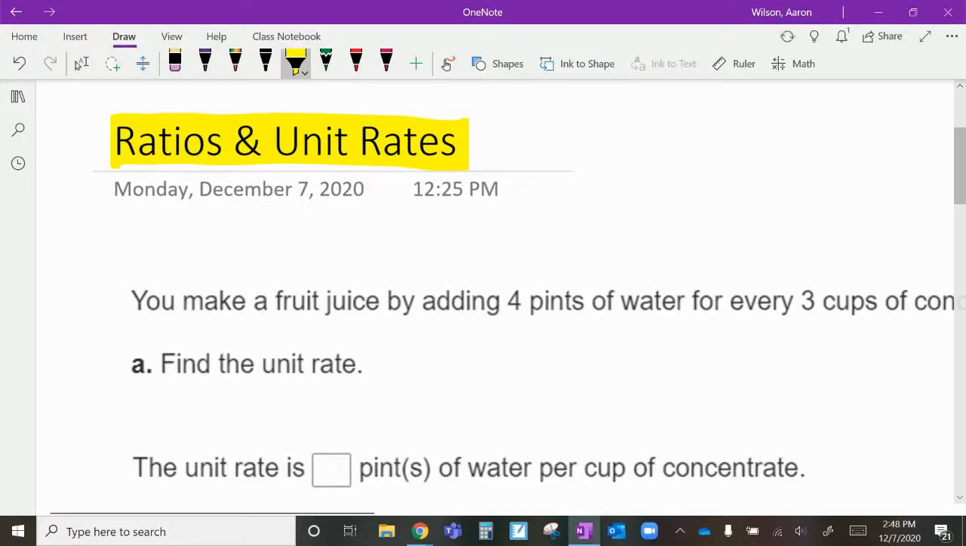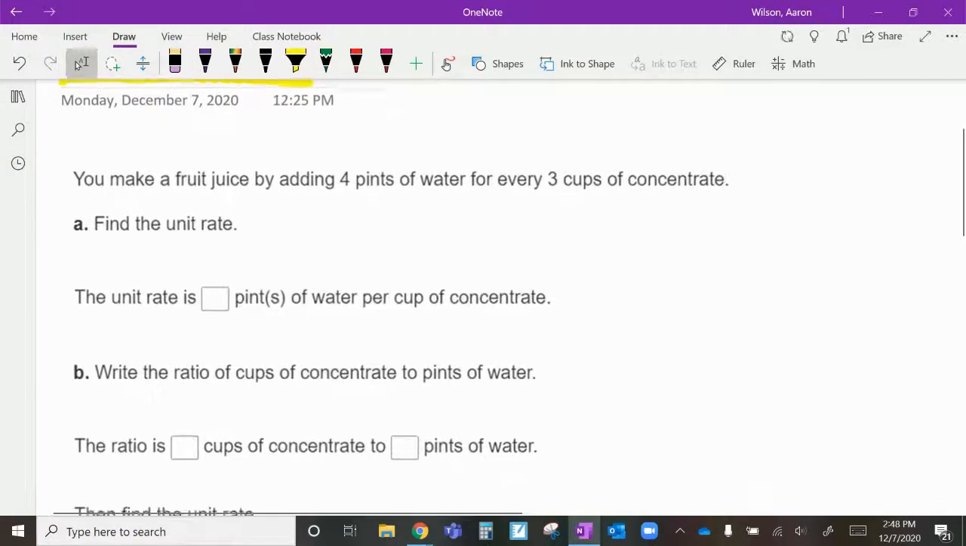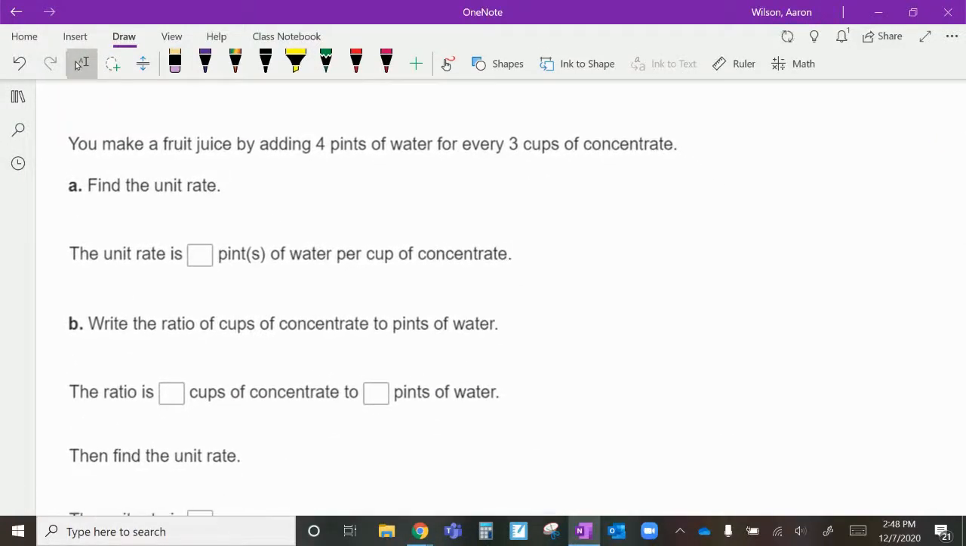All right, today we're going to be learning about ratios and unit rates. So the first problem we have reads, you make a fruit juice by adding 4 pints of water for every 3 cups of concentrate. Find the unit rate. And then it reads, the unit rate is blank pints of water.